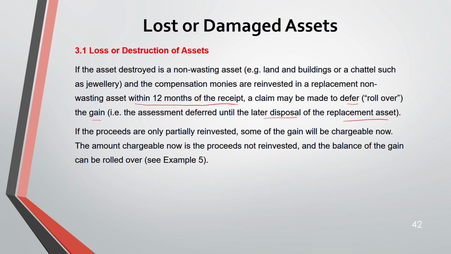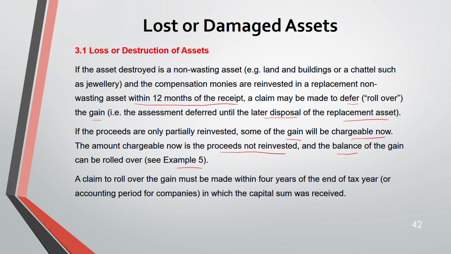Okay. So now, what happens if the proceeds that you are receiving from insurance, you are only partially reinvesting, not the entire amount? Then some of the gain will be chargeable now, some will be deferred. What is chargeable now is the proceed that you have not reinvested, and the balance is rolled over. See example 5.